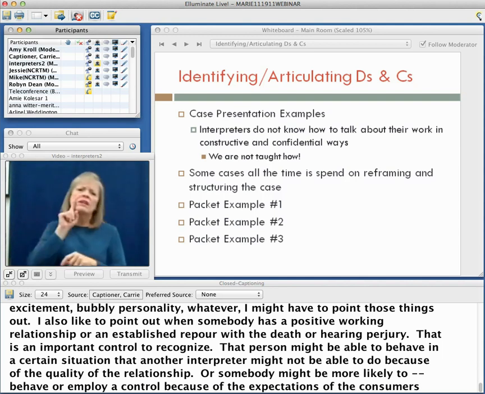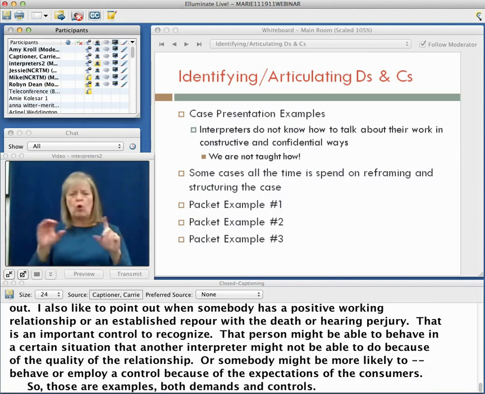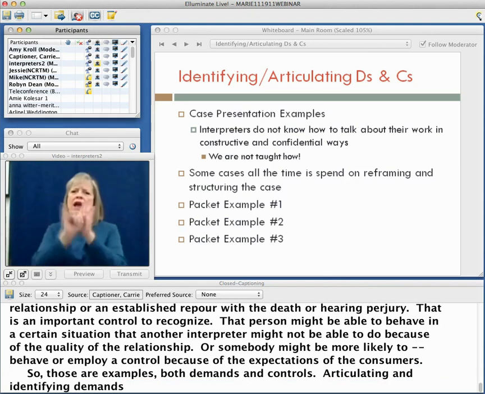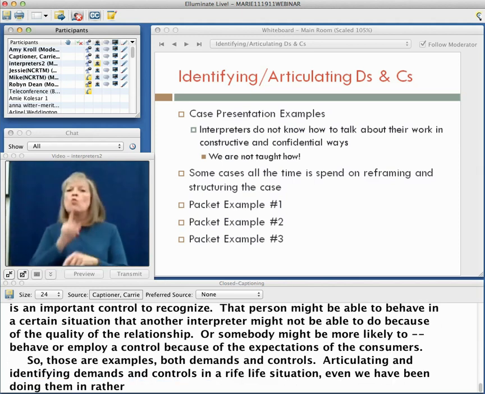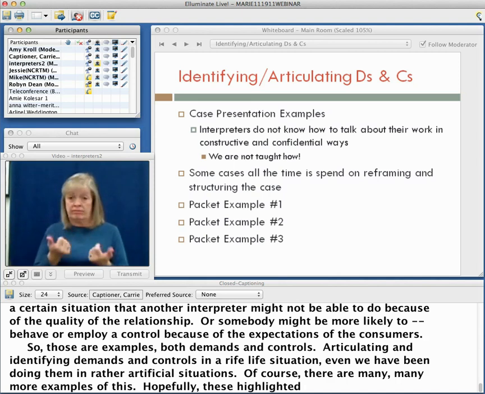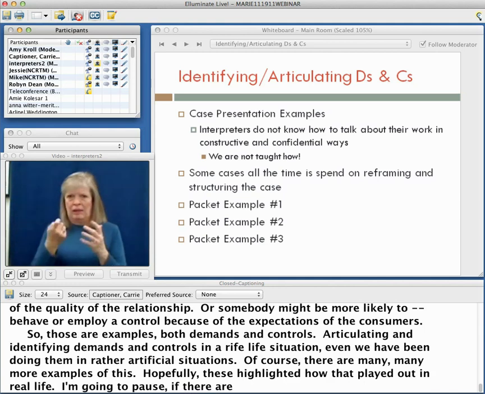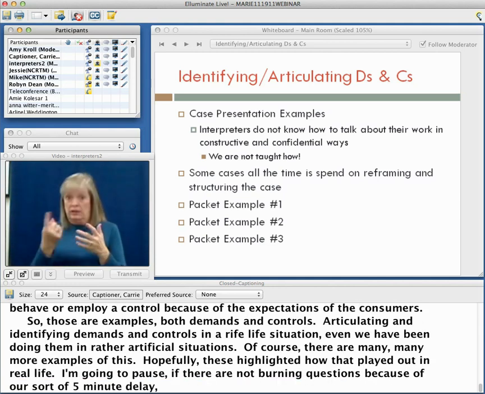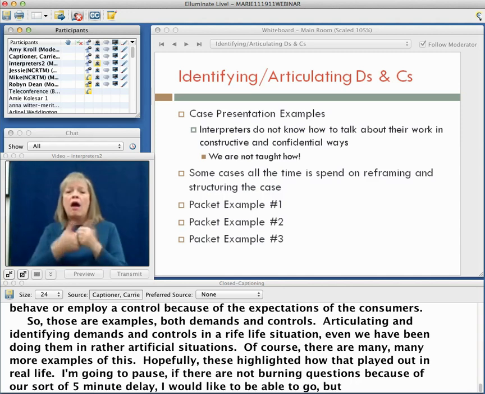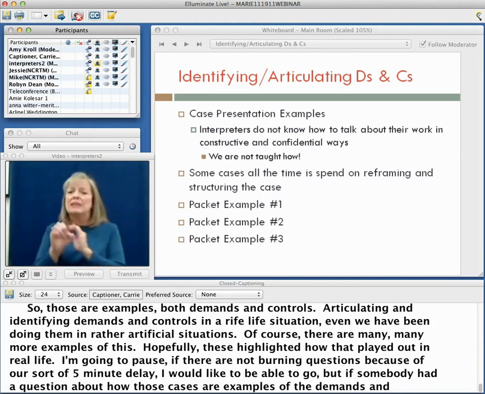So those are examples of both demands and controls, articulating and identifying demands and controls in a real-life situation, even though we've been doing them in rather artificial situations. And, of course, there are many, many more examples of this, but hopefully these highlighted how that plays out in real life. I'm going to pause. If there aren't any burning questions, because of our 5-minute delay, I'd like to be able to go. But if somebody has a question about how those cases are examples of the demands and the skill set, please speak up now.